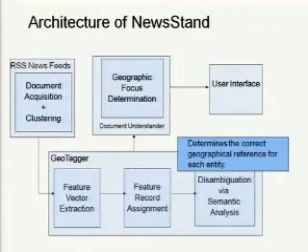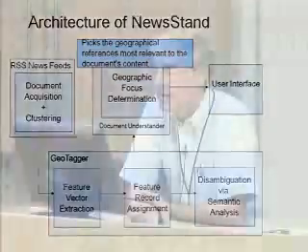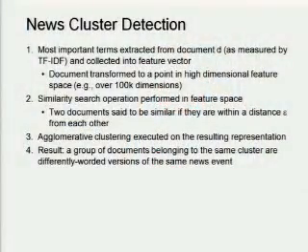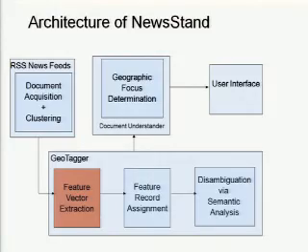Disambiguation via semantic analysis is how we determine the correct geographic reference for an entity. Then we have the geographic focus determination, which is like saying, pick the geographic references most relevant to the document's content. I mentioned the news cluster detection uses TF-IDF type work. I'm not going to repeat that here, as we don't have much time.